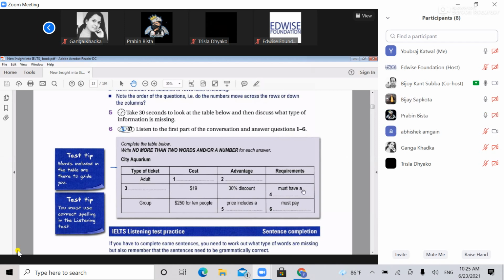Requirement: must have a passport. Singular again. Now let's go on. Group, $250 for 10 people. Price includes a guided tour. Pronounce it as tour. The people who go on a tour we call tourist. Not tourist, but tourist. So tour, tourist. Guided tour. All right. Must pay. Number 6.